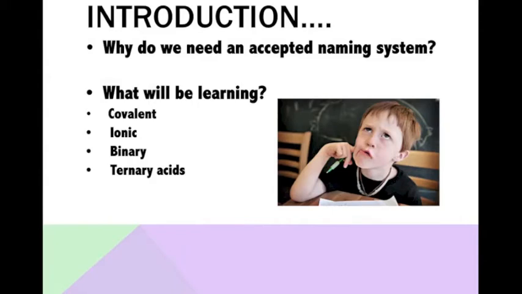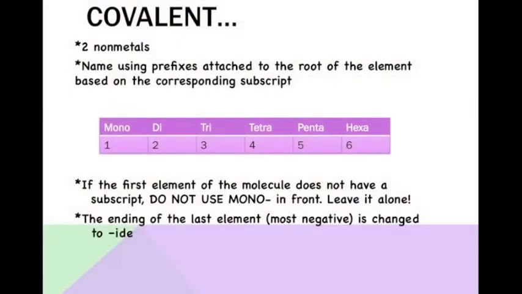So today we will be learning about how to name covalent and ionic bonds along with binary and ternary acids. Let's get ready to rumble.